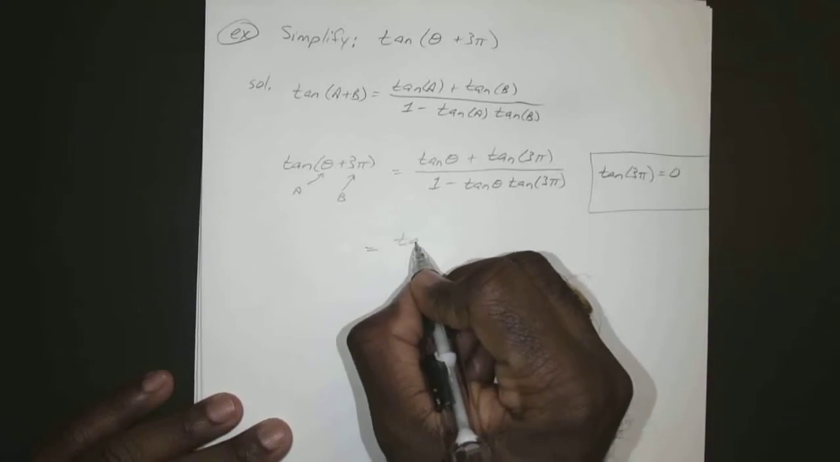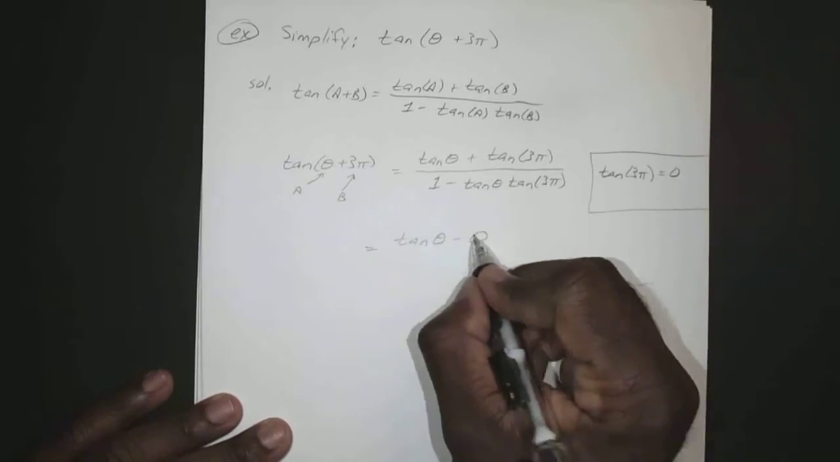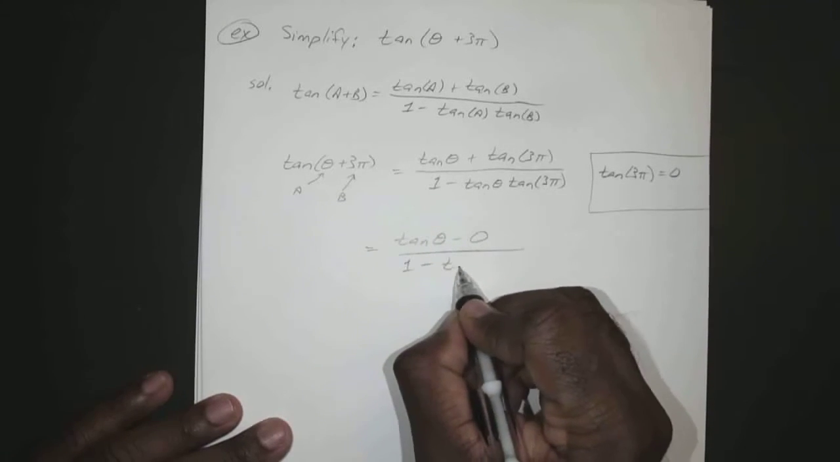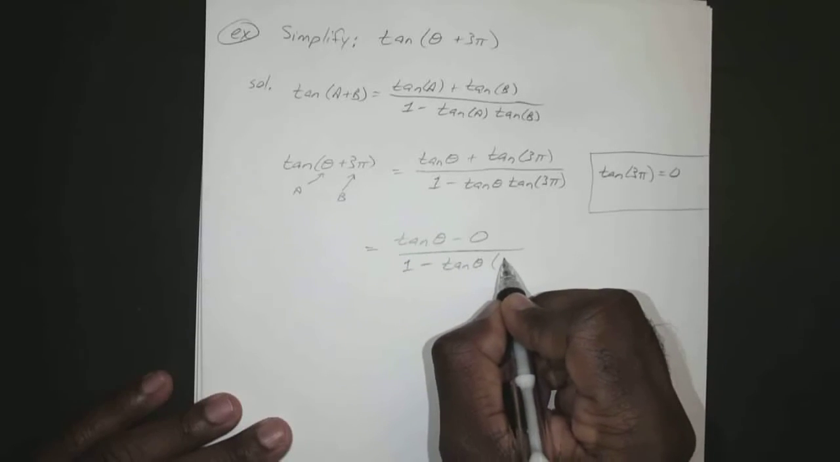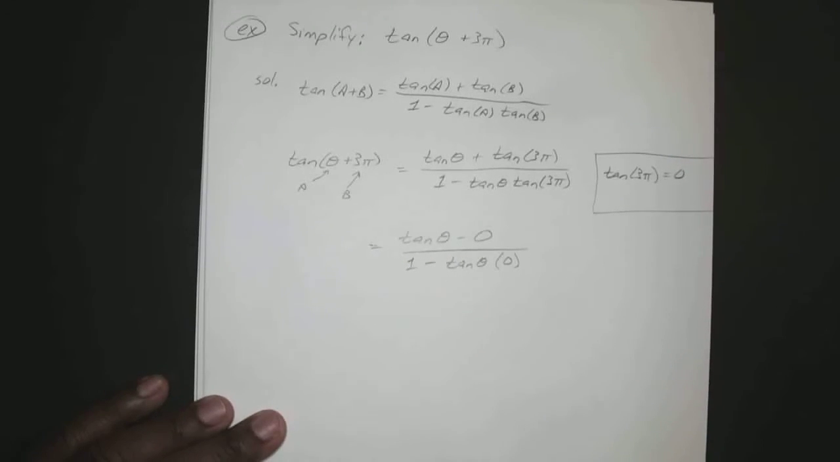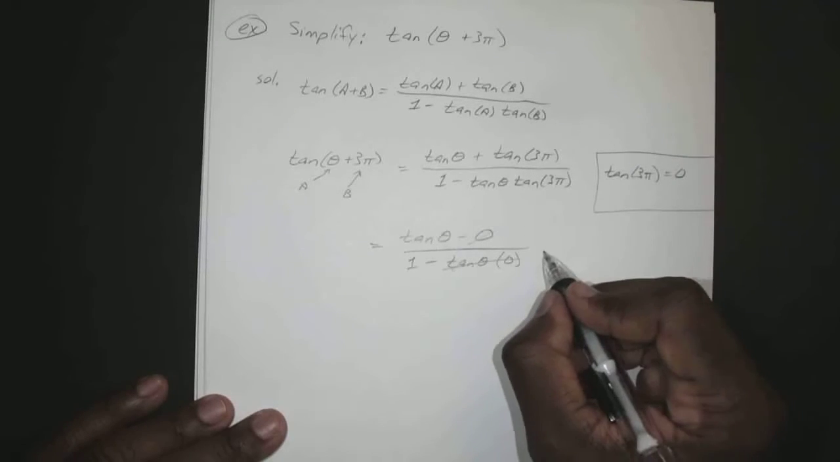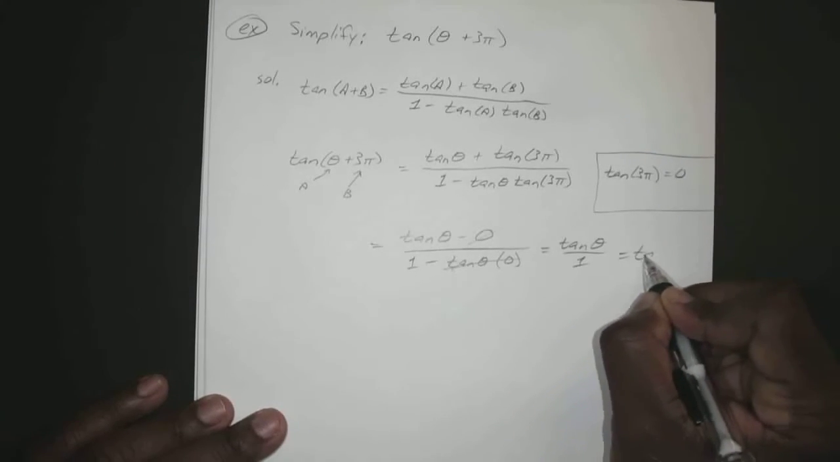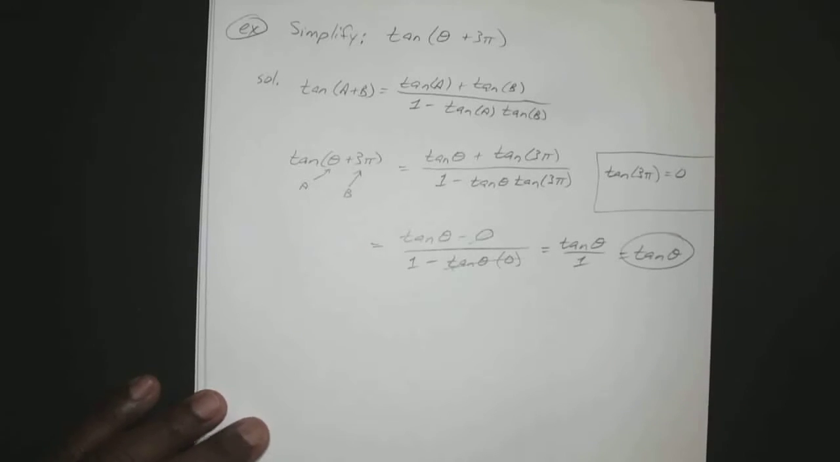Okay, so you have tangent of theta minus 0 over 1 minus tangent of theta times 0. So these two just disappear, and that 0 disappears. So you have tangent of theta over 1, which is just tangent of theta. So that just simplifies to tangent of theta. All right, so any questions on that one?